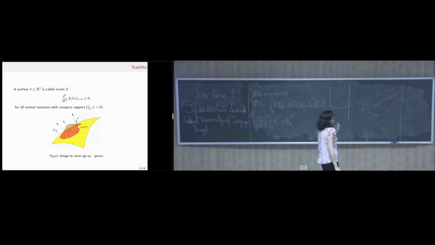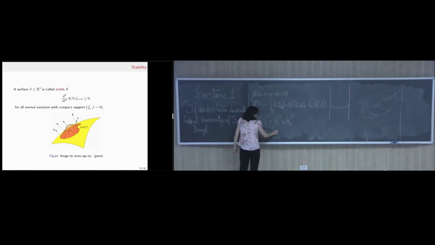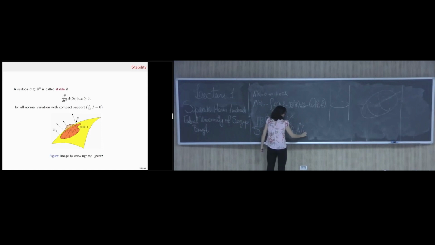Now I can define that the surface is called stable if the second variation of area is bigger than or equal to 0. So I say that S is stable if the second variation of area is bigger than or equal to 0. This is important for us.